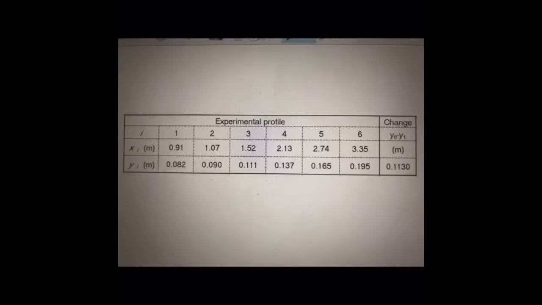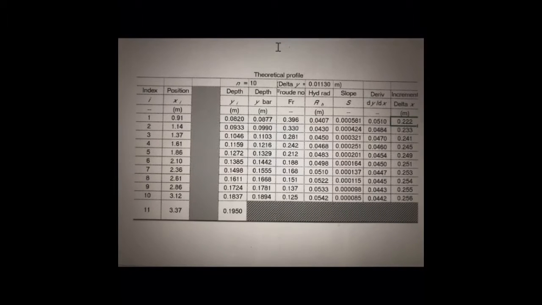So this is the results from the experiment for the S1 profile. As you can see, as the X location increases, so does the Y, which follows closely with the diagram I showed you earlier. Next, we were able to find the theoretical data for the S1 profile using a multitude of equations. We found the X position, the Y depth, and some other variables such as the Froude number, the slope, and the dy/dx.